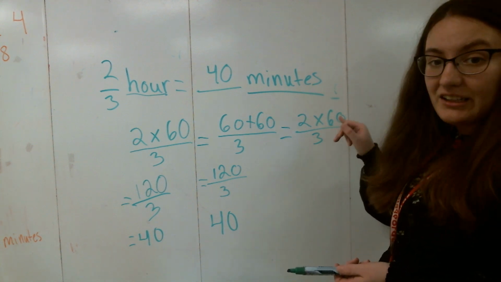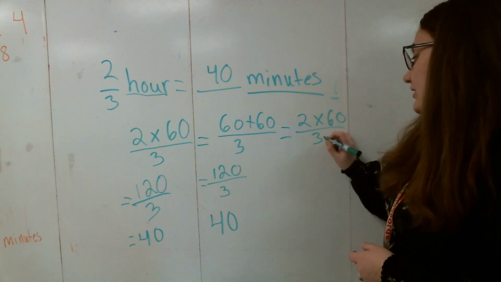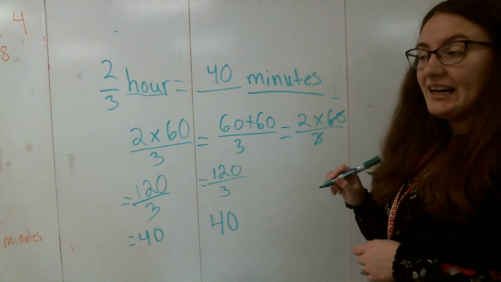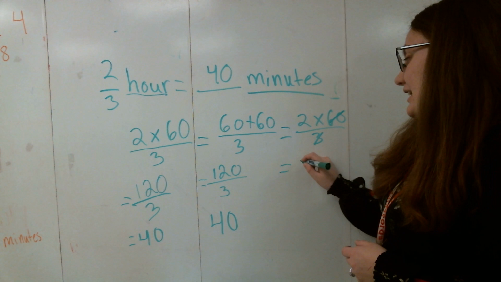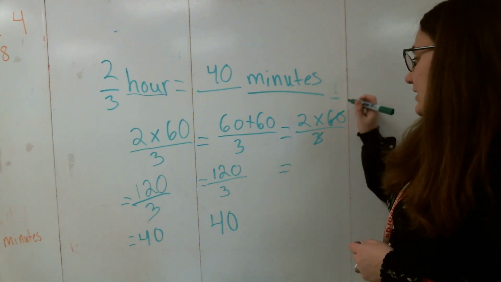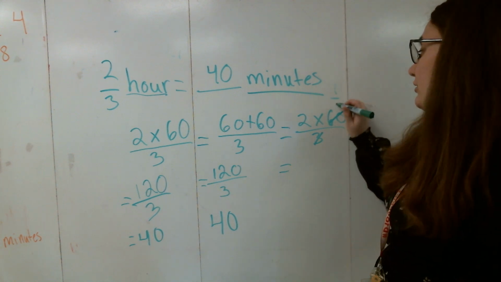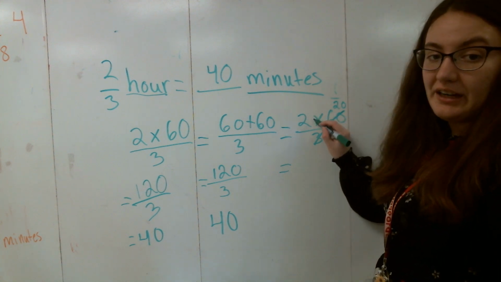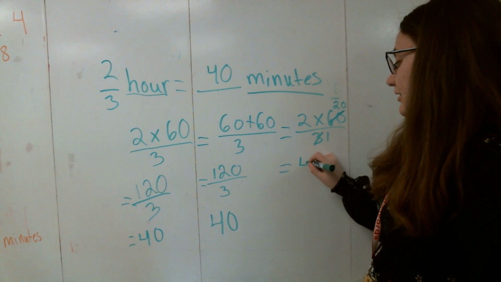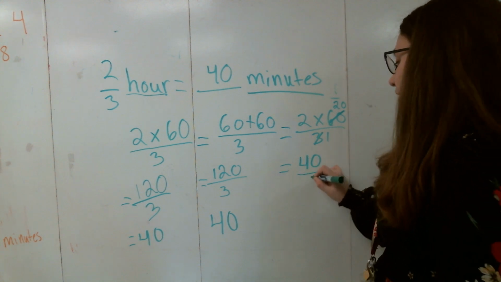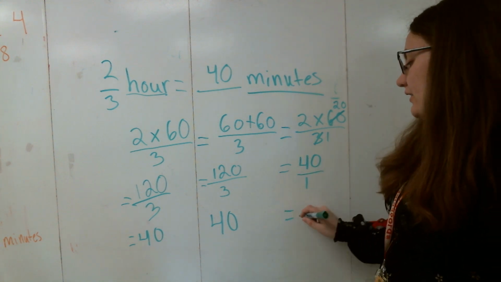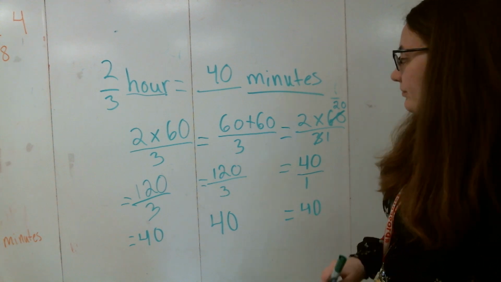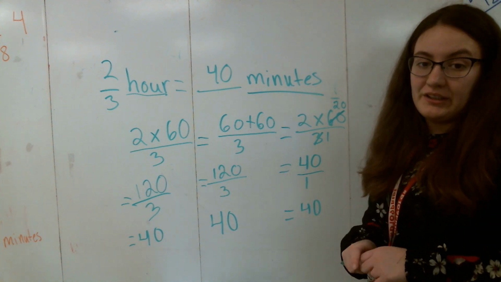So I can do 60 divided by 3, and I'm going to simplify it with that. So now 2 times 60 divided by 3 will give me 20, and 3 divided by 3 will give me 1. So now I have 2 times 20, which gives me 40 over 1, or just 40 minutes. And that is how you would solve that problem.